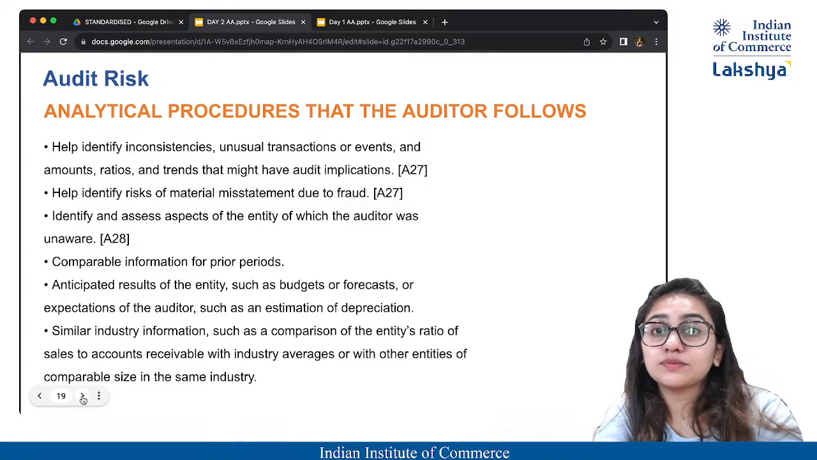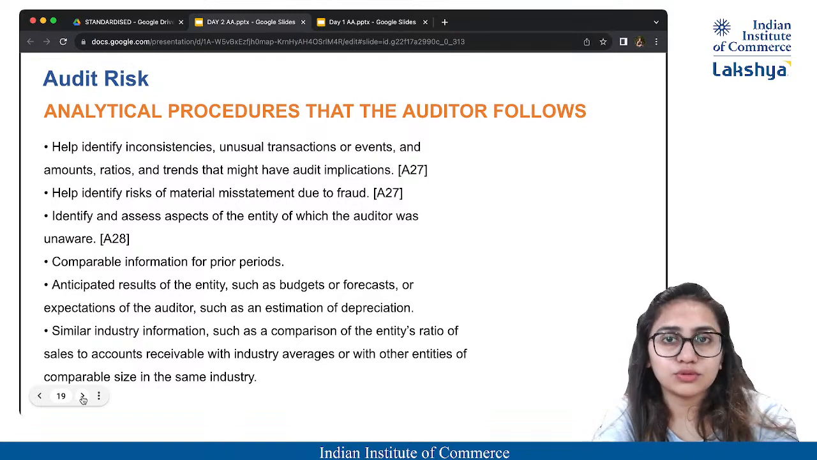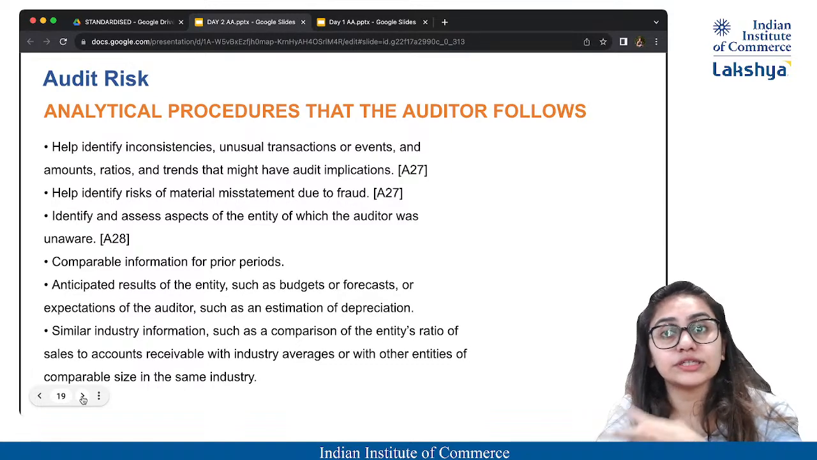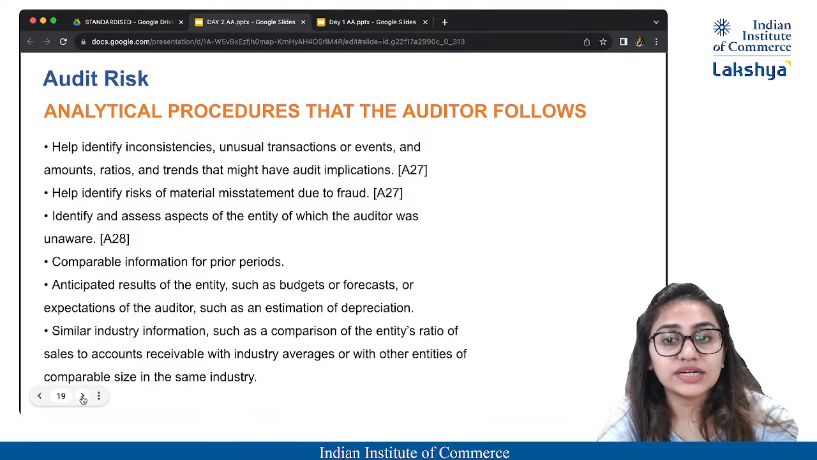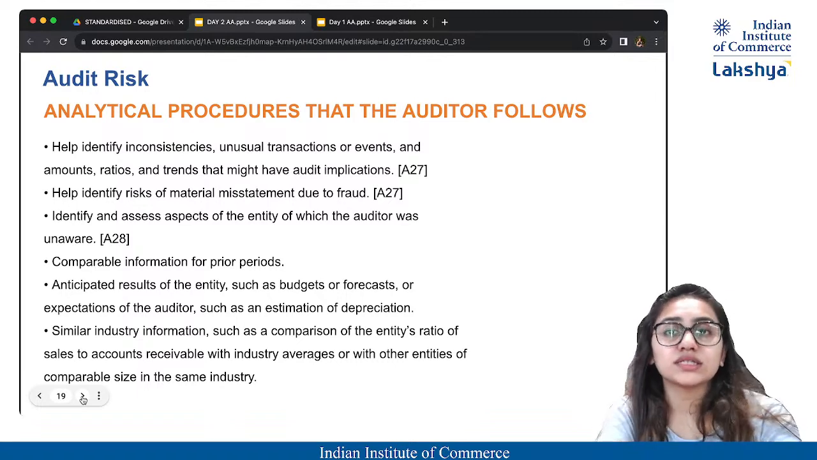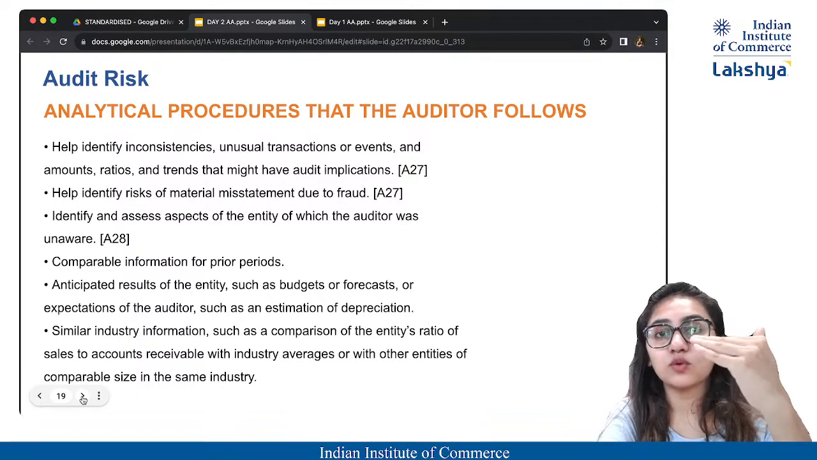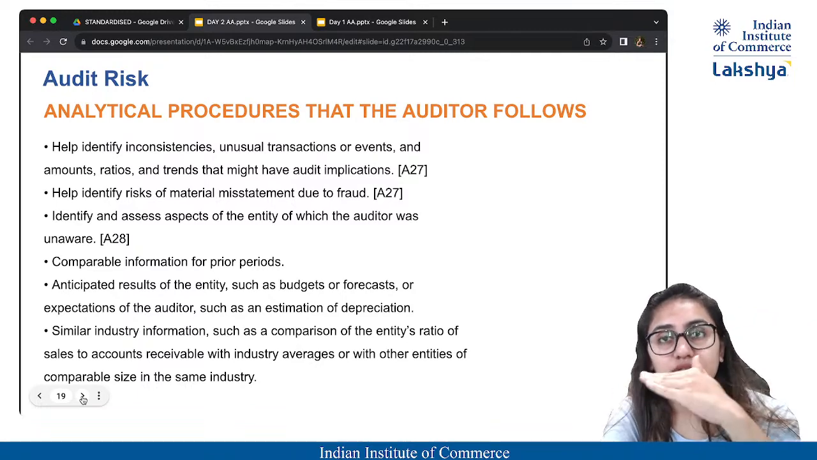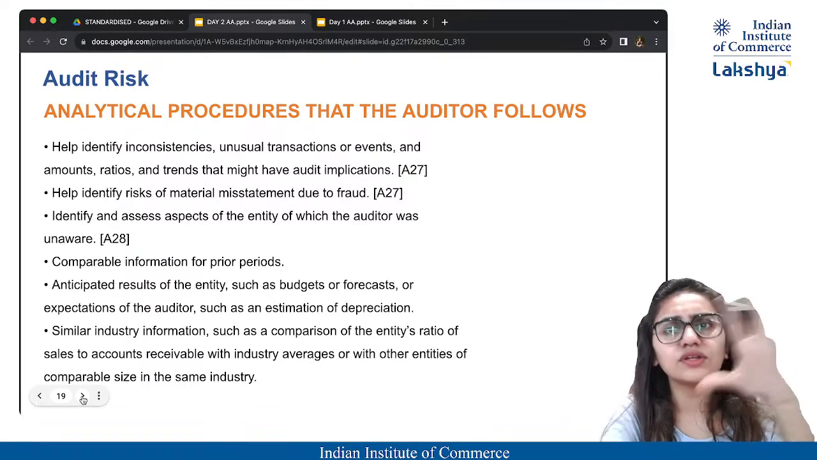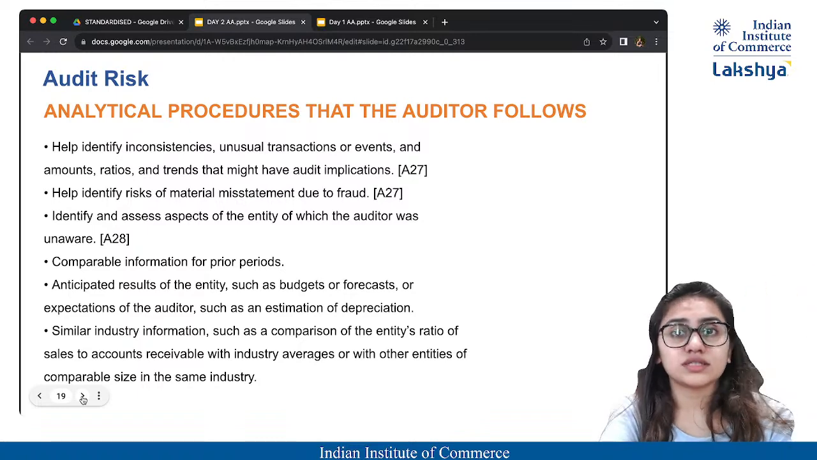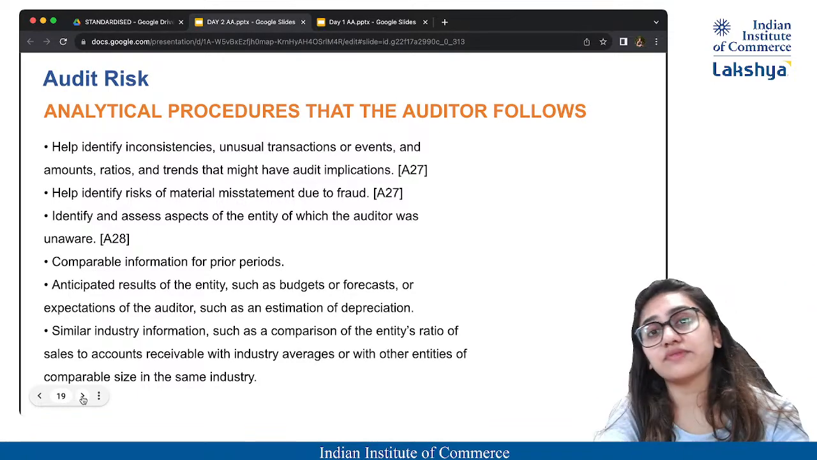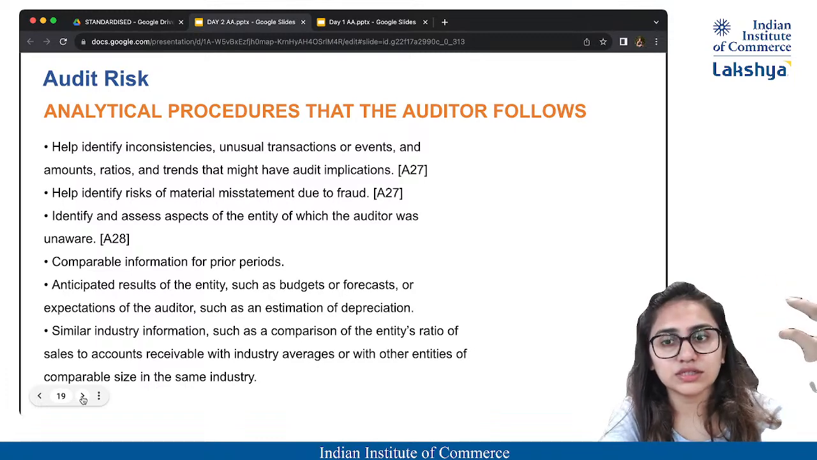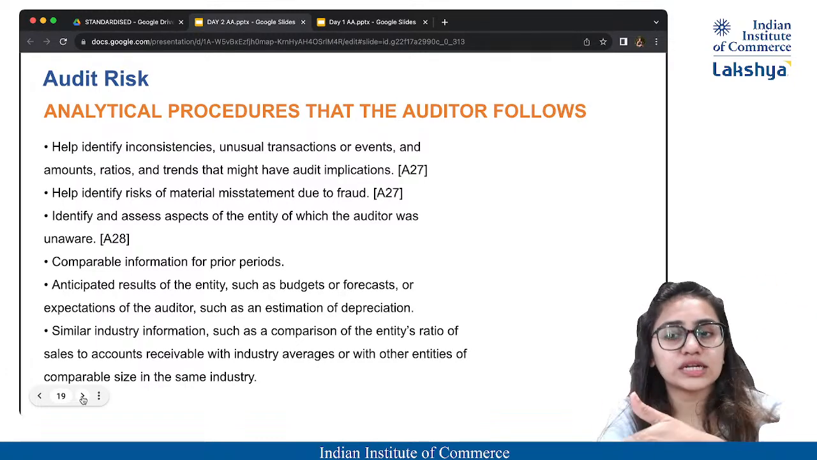Now, what are the analytical procedures that the auditor needs to follow? Analytical procedures help identify inconsistencies, unusual transactions or events, and amounts, ratios, and trends that might have audit implications. So, any inconsistencies, like every year you're consistently going a step ahead in profit, this year 10,000, next year 12, 14, 16, but suddenly there's an inconsistency. Maybe you fall suddenly, or maybe you rise very suddenly. So, what is the reason for that inconsistency? You will find out. So, that find out is your analytical procedures.